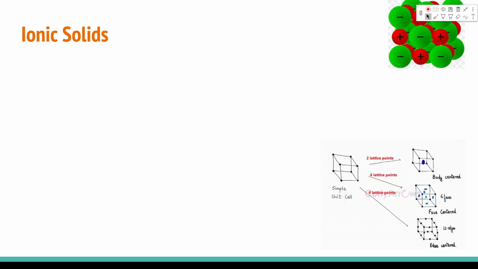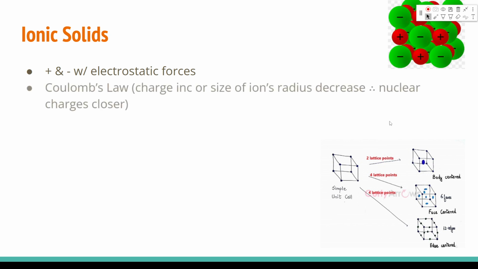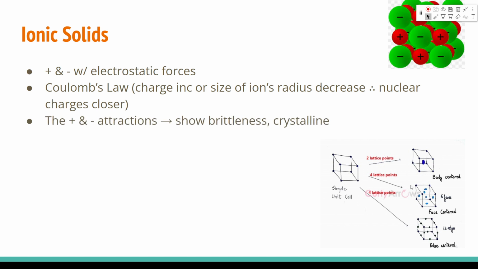All right, ionic solids, again a recap. We have our positive and negative ions interacting in an ionic bond. These are electrostatic forces. Make sure you remember that. Coulomb's law is a big part of why they're super strong. Talk about which ones have higher melting points or boiling points based off that from the previous unit. And then we have our attractions, which show potential brittleness and crystalline structure.